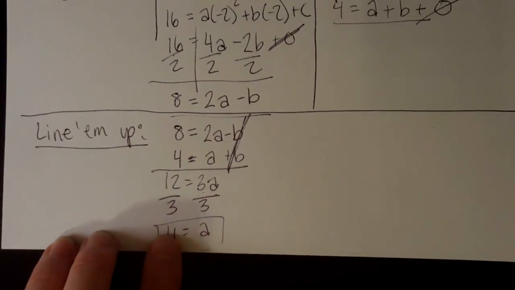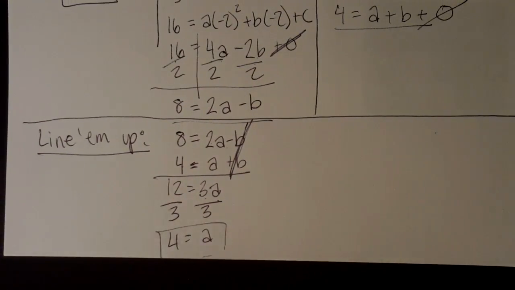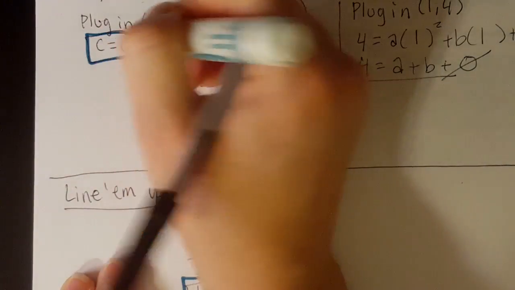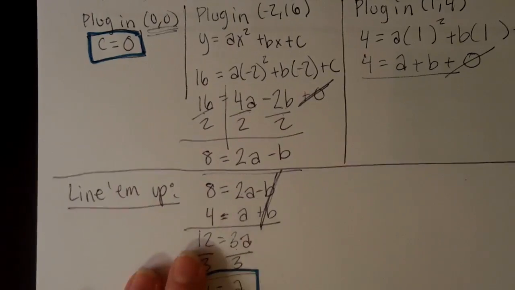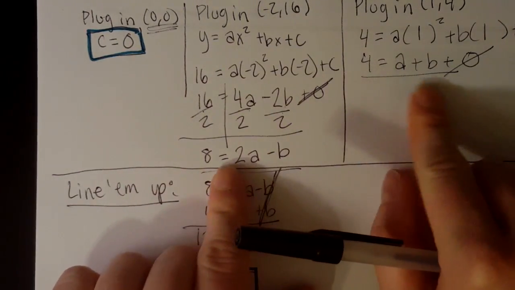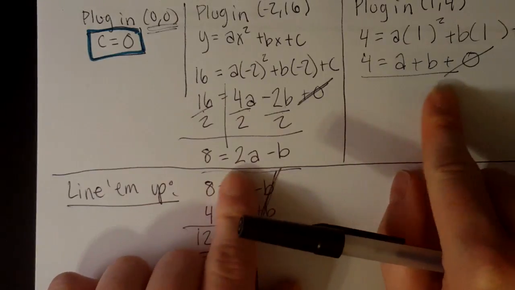All right, so let's see what we need and what we have. We have A is 4. We have C is 0. The only one we're missing is B. So again, these two equations have both A and B only.